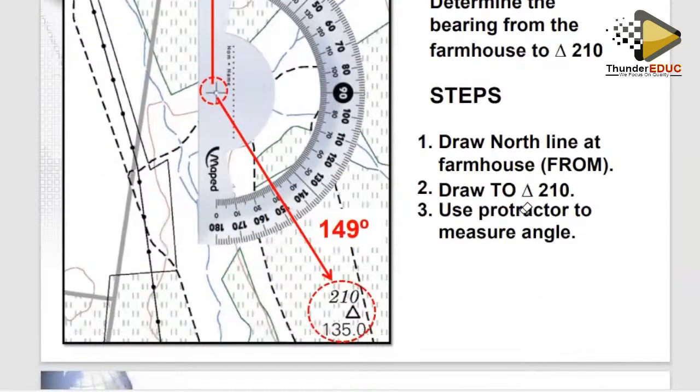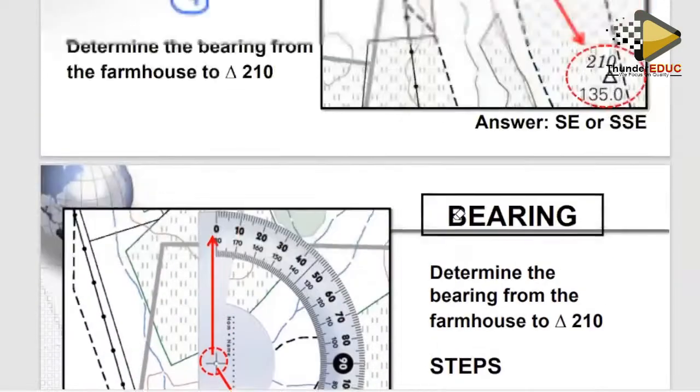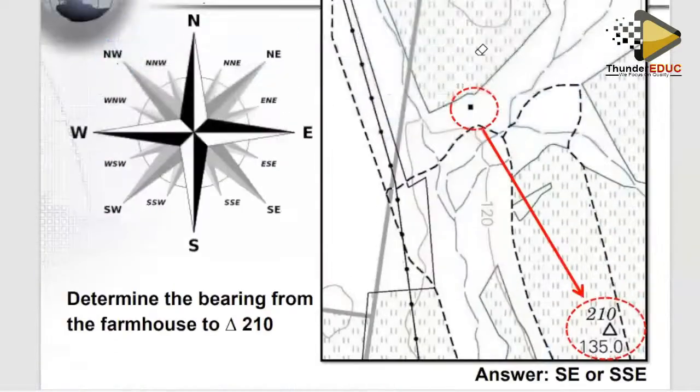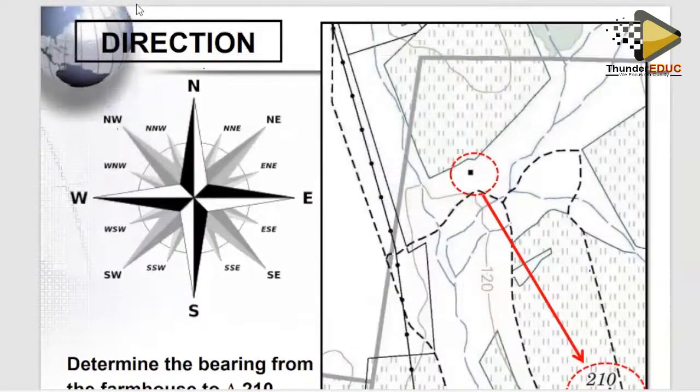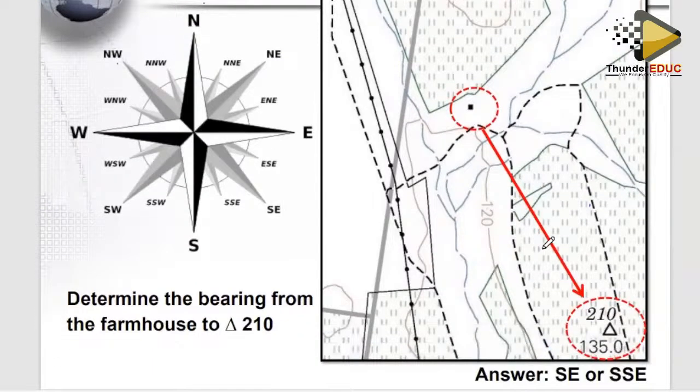So before I come to this illustration here, I would want to make my own illustration on the question and indicate to you how you are supposed to use your protractor to come out with the size of the angle which is asked in the question. Right, the question is saying determine the bearing from the farmhouse to this trig station 210. So our referral point is the farmhouse, which is here.